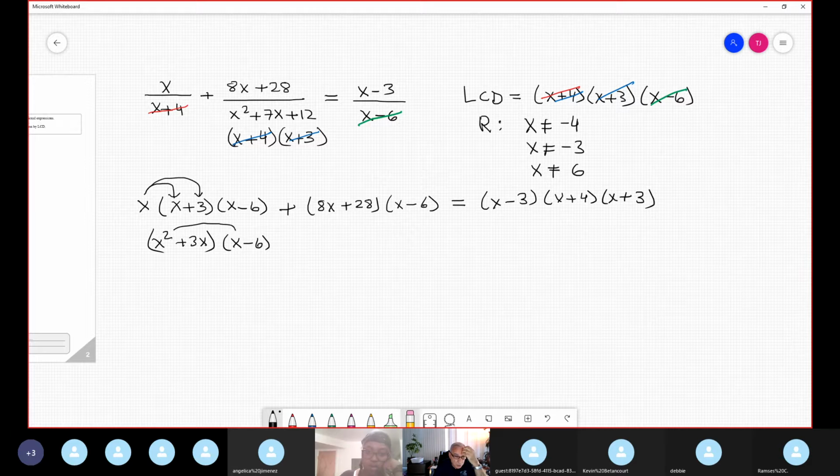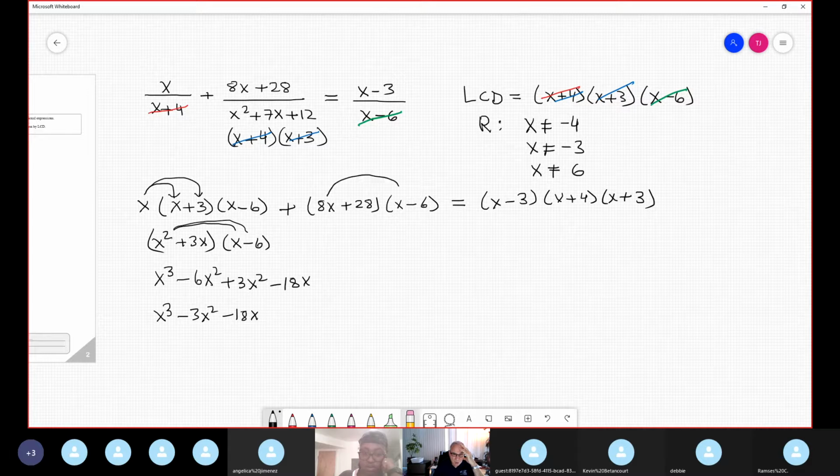This is x cubed, a cubic equation. This looks weird. Minus 6x squared plus 3x squared minus 18x. This is cubic, squared. Okay. Now we continue. You combine like that as x cubed minus 3x squared minus 18x. Okay. This is easy.